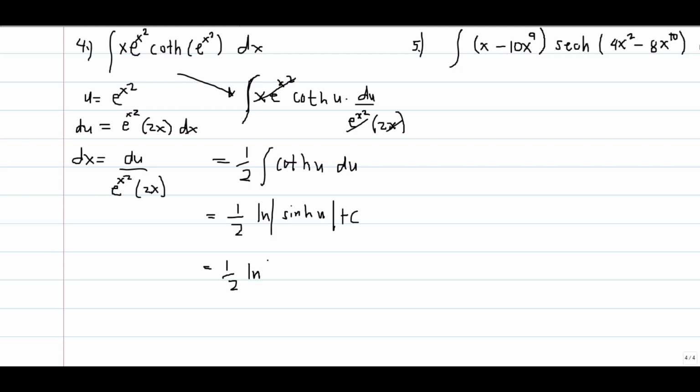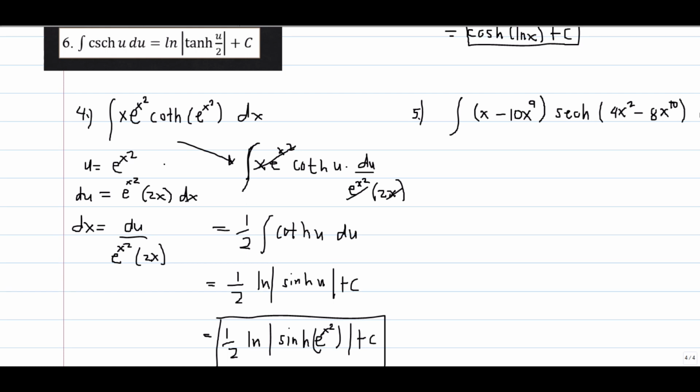Then substitute the equivalent of u, which is e to the power x squared. So 1/2 ln sinh e to the power x squared, plus c. Again, this would be the final answer to this problem given, or the equivalent antiderivative.